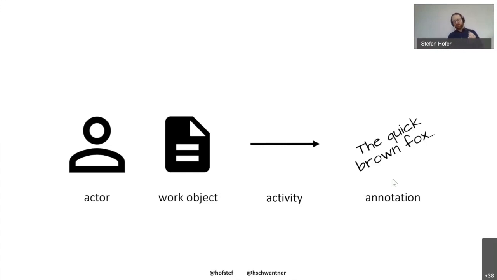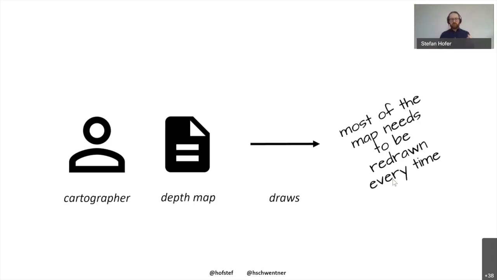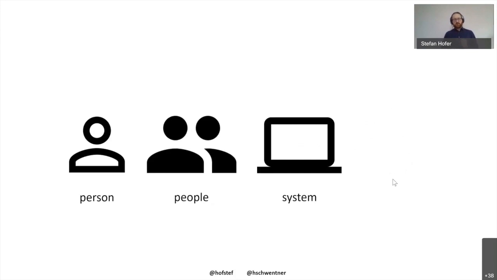And actually, it's not just a pictographic language. We label the icons to give them a concrete meaning. So we have a cartographer and a depth map and an activity draws. If we take a closer look at the actors, it's not just one symbol. There are several symbols that can be used for actors. Typically, we distinguish between a person, a group of people, and systems. And in the story that I showed you, there was a ship, the sounding ship, that appeared as an actor.